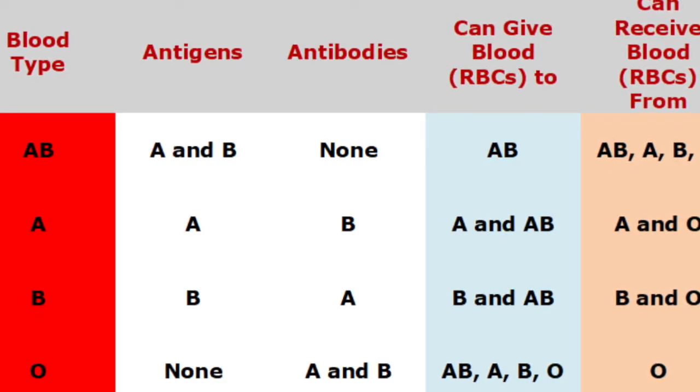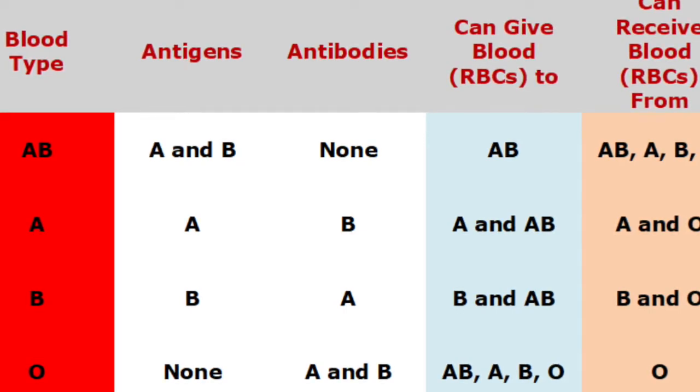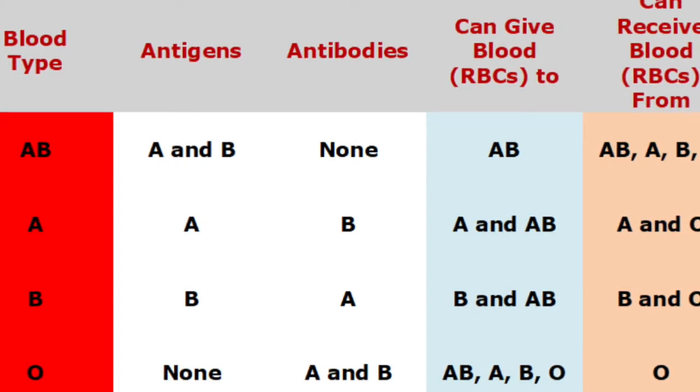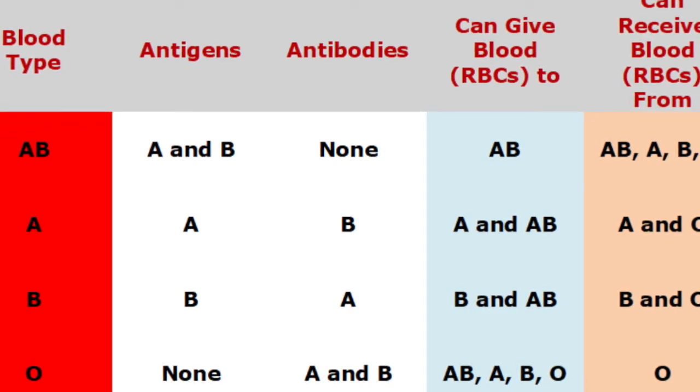For type B blood, it's just the opposite of A. They have only B antigens, therefore they create A antibodies. They can give blood to blood type B or blood type AB, and they can receive blood from blood type O or blood type B.